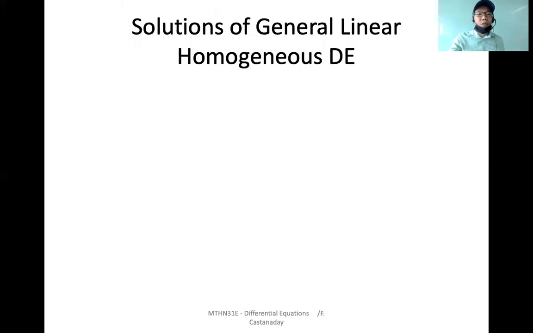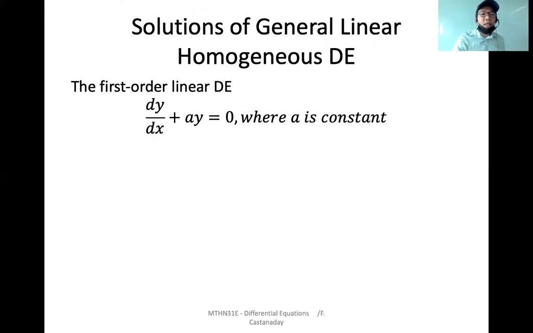Solutions of general linear homogeneous DE. So the first order linear DE, if you remember, pero homogeneous kaya naka-equate to 0. Usually, first order linear, ano na-recall ninyo? Merong right-hand side ka ng equation. Yung right-hand side mo is a function of x, and that function of x could be a constant. It's a pure function yung nasa right-hand side. So in this case, 0. So sa lahat ng yan, general linear na DE, 0 para masabing homogeneous siya. Where A is a constant.